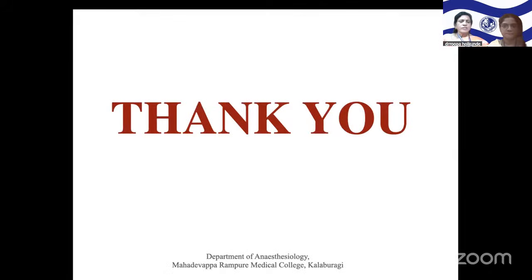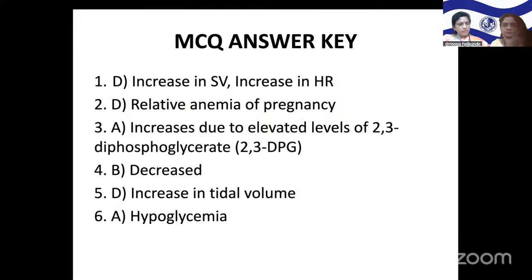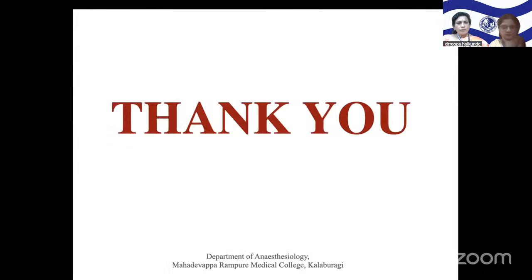As already discussed, these are beta-2 stimulants which will cause peripheral vasodilatation, hypotension and tachycardia. It will increase the uptake of potassium in the cell, reducing the potassium level and causing hypokalemia, which will increase the chances of arrhythmias, and it will cause hyperglycemia because of beta-2 stimulation. So the correct answer is hypoglycemia.